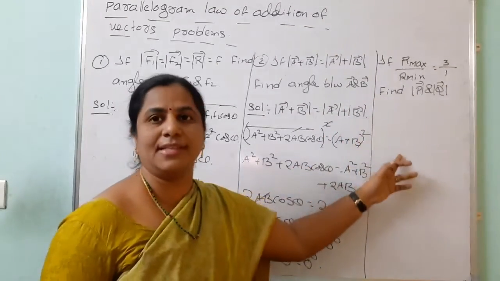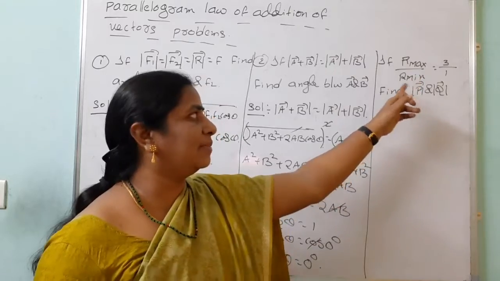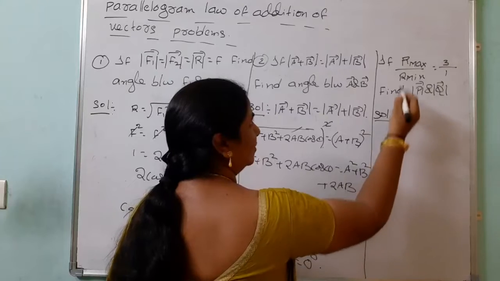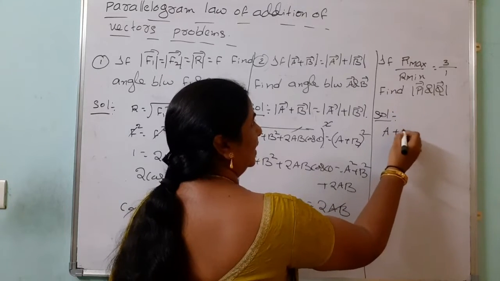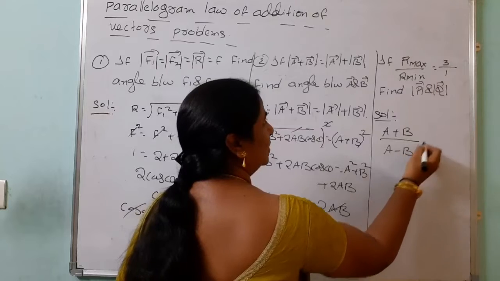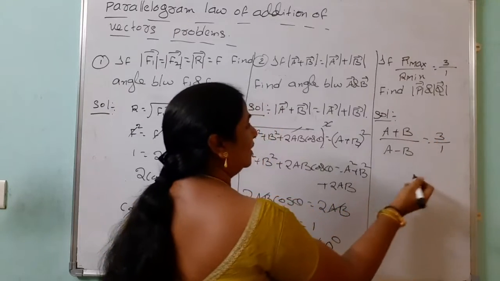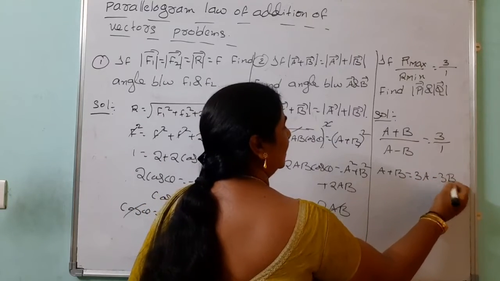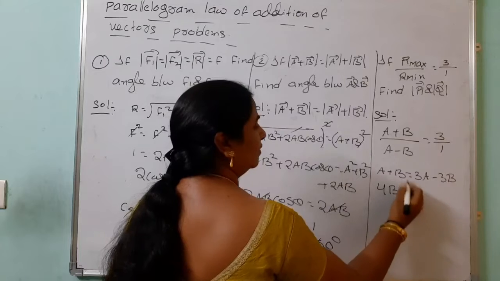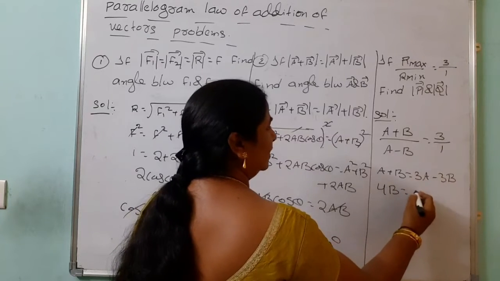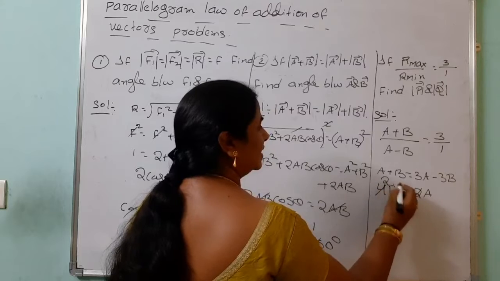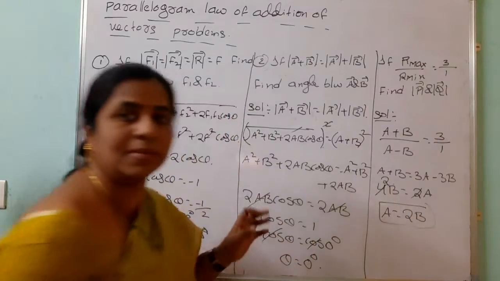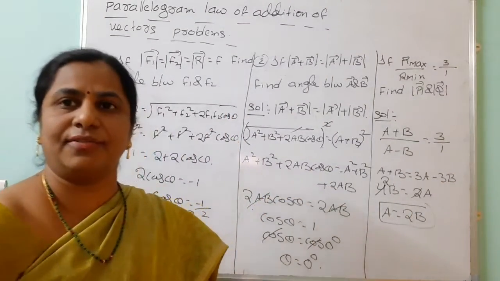Then our next problem: the given data is R maximum by R minimum is 3:1. Already you know that maximum means A plus B, and minimum is A minus B. You can take P and Q also, nothing will happen. So A plus B equals, cross multiplying, 3A minus 3B. Then we get 4B equals 2A. What is the relation between them? A equals 2B. So these are the three problems based on the parallelogram law of addition of vectors.